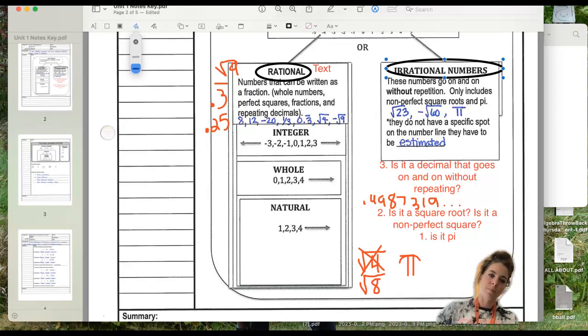Rational numbers are perfect squares, they are decimals that repeat, they are decimals that terminate, and they are all fractions and whole numbers, which we will go over those types of classifications tomorrow. So make sure you have these 3 things down, and these are the questions you ask yourself. Is it pi? Is it a square root? If it's a non-perfect square, irrational. Decimals that go on and on forever. All right, thanks for listening, and write your summary and your questions.